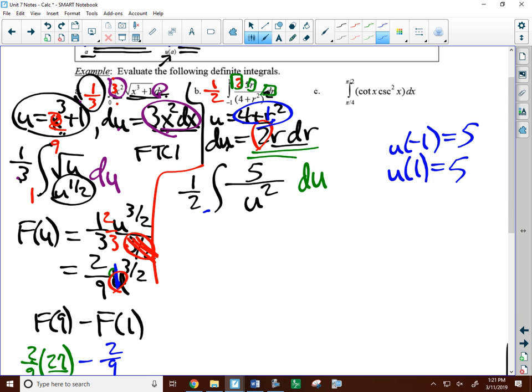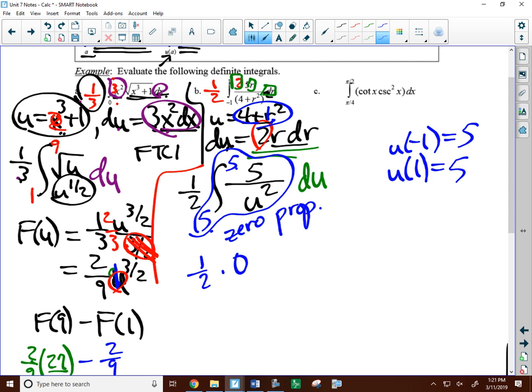Why don't we get to 0? Now before I even do the antiderivative, what's an integral using one of our properties from 5 to 5? It's 0. The zero property. So all of this is going to be 0. We got the 1/2 to bring down, which is still going to make it 1/2 times 0, which is 0. That's the property from A to A. The area under the curve of a point is 0. Nice how that one works out.